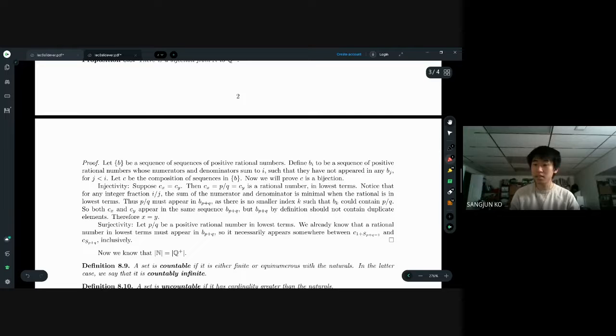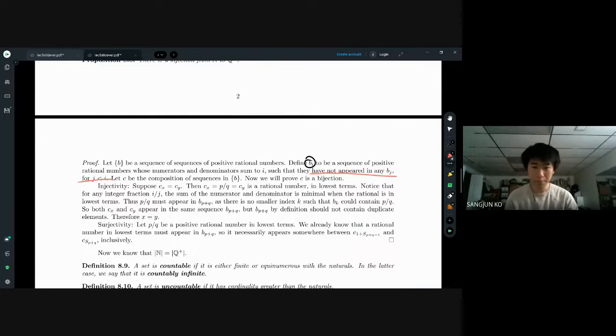So what this is saying is that this B_i is a sequence of diagonals, after we have thrown out all the duplicate elements so far. Okay, and now we're going to compose these sequences together, which is going to be an infinite sequence. We're going to show that this is a bijection.